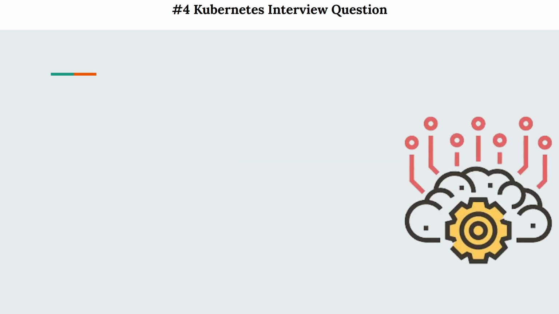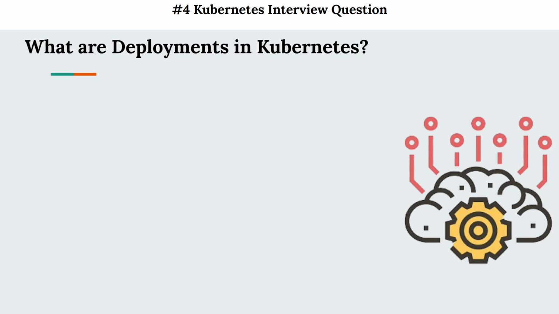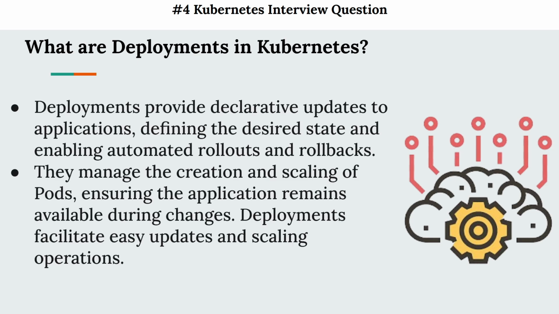Let's move to the fourth question. What are deployments in Kubernetes? Let's see the answer. Deployments provide declarative updates to applications, defining the desired state and enabling automated rollouts and rollbacks. They manage the creation and scaling of pods, ensuring the application remains available during changes. Deployments facilitate easy updates and scaling operations.